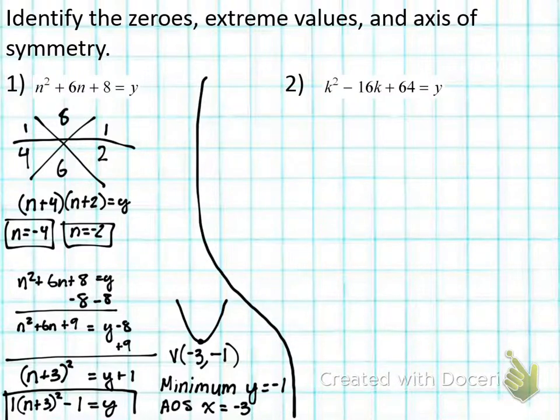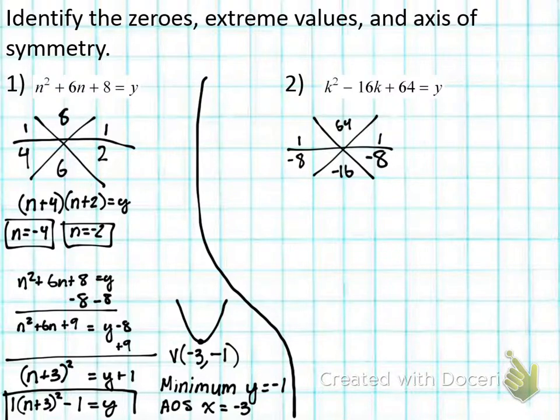Okay? Number 2, same thing. We want to find out what our answers are going to be, or zeros. So we got 1 and 1 are A. A times C is 64. B is negative 16. So what times what is equal to 64 but adds up to negative 16? Negative 8 and negative 8, right?